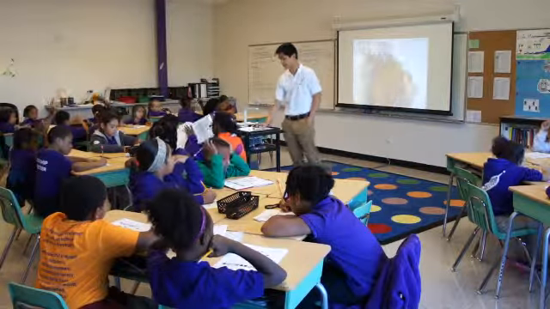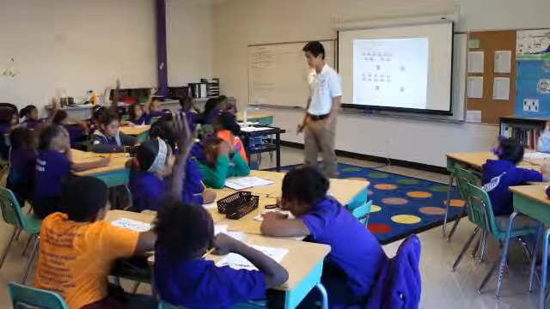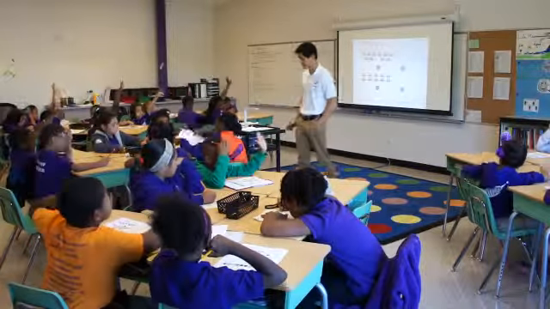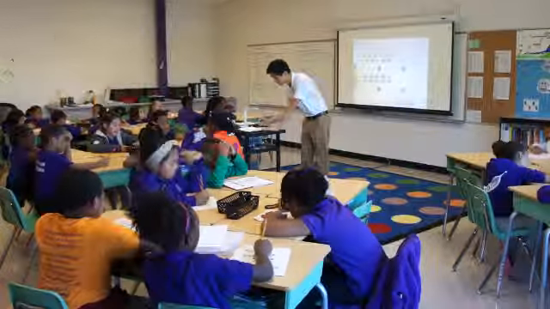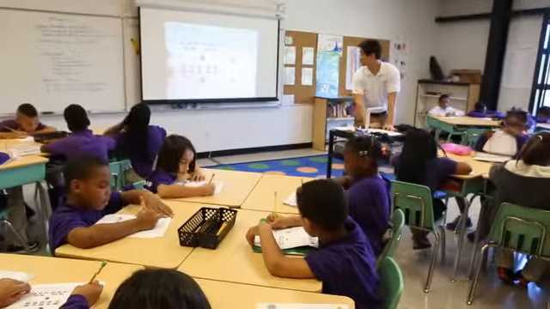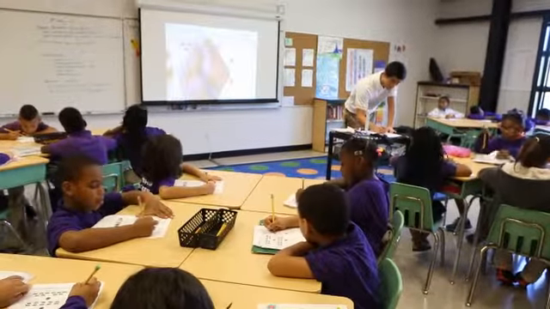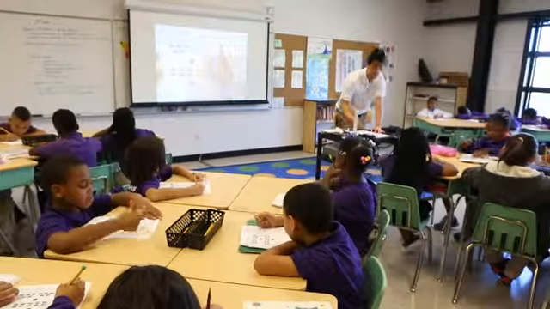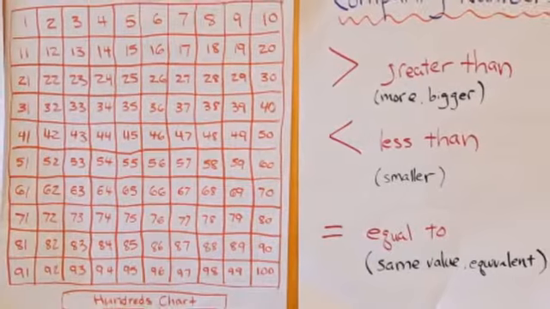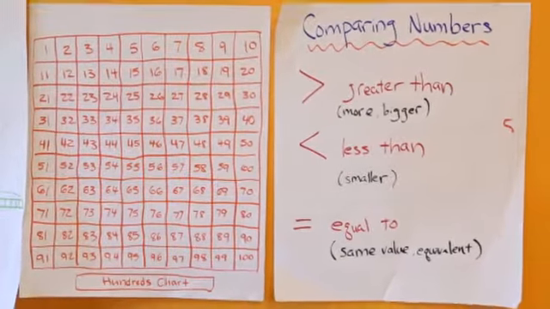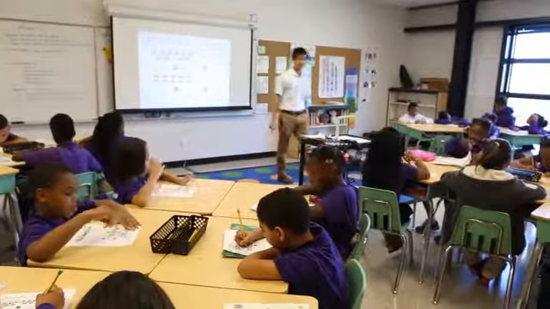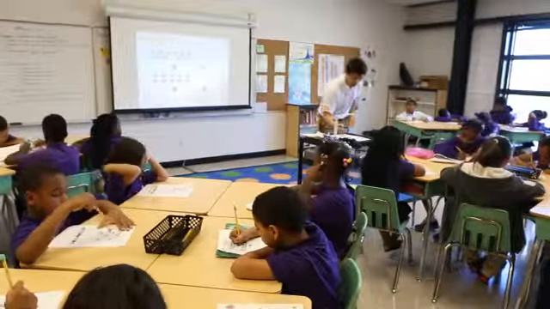So if I have 2 groups of 5, how many do I have total? How many do I have total, Dulce? 10. Say rock it out, Dulce. So 2 times 5 is the same as 5 plus 5, because it's telling me that I have 2 groups of 5.